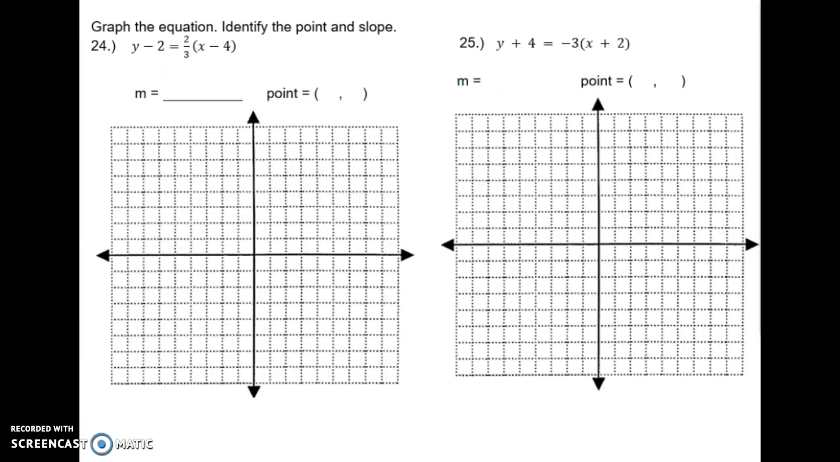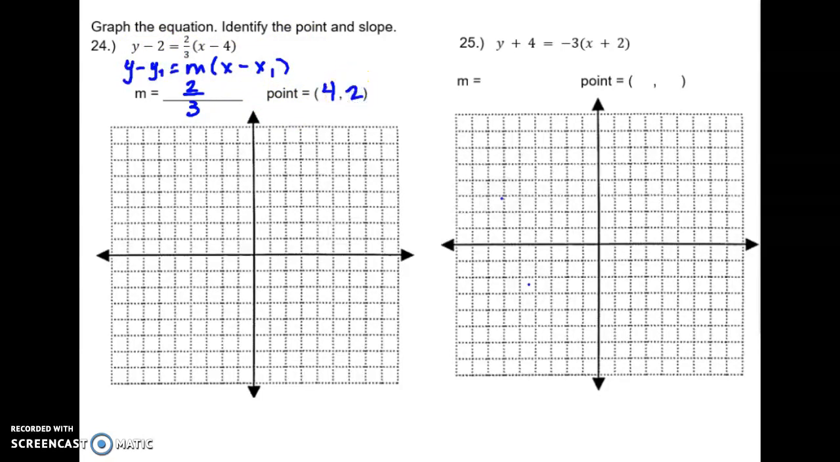Okay, 24. It says graph the equation and identify the point and the slope. This one's a little confusing. If you look at this, it's actually in point slope form. Y minus y sub 1 is equal to m times x minus x sub 1. Notice it's in that form. So we can just directly pull out the slope, which is 2/3. In our point, it's x minus 4, so our x1 is really 4, and then y minus 2, so this would be 2. That would be our point.